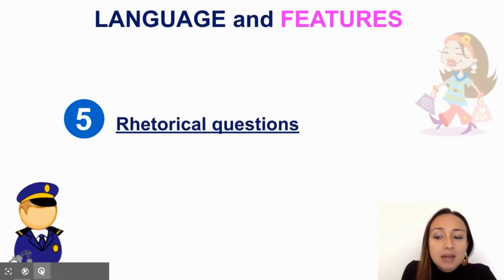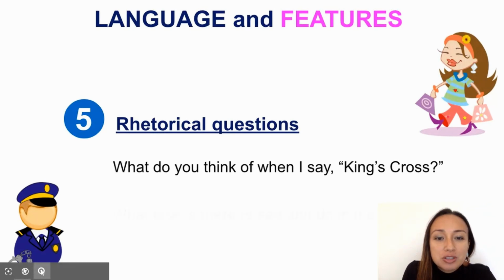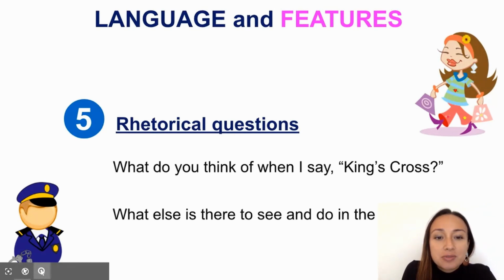Another way to maintain this lively, chatty, informal tone is to use rhetorical questions. So here are two rhetorical questions from the article. The first one: what do you think of when I say King's Cross? And what else is there to see and do in the area?